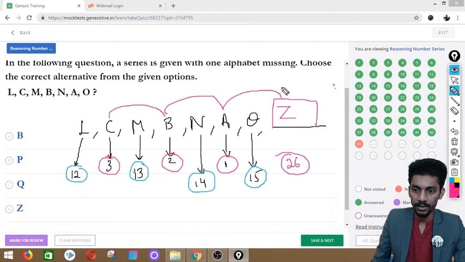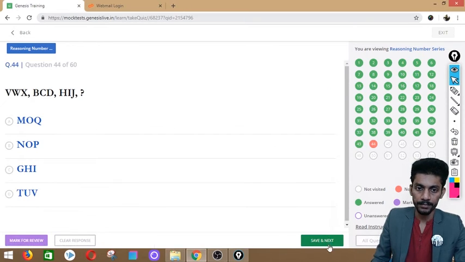Okay, so we are going in reverse order, that is Z. Z is the answer. That is option D. Save this and go for the next question.